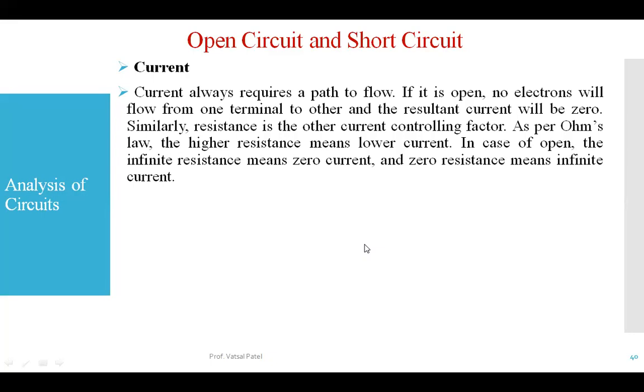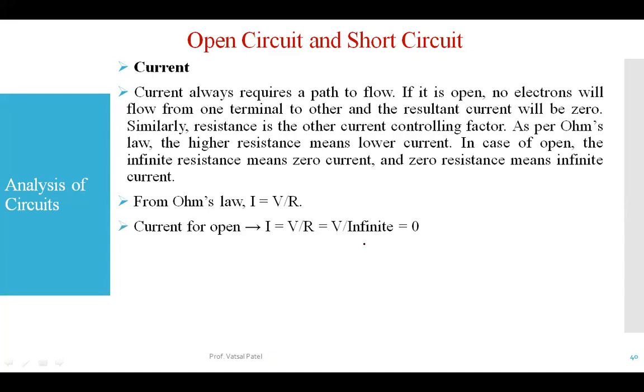Just because of Ohm's law, you will identify this relationship between the current and the resistance. According to Ohm's law, I is equal to V by R. So for the open circuit case, your resistance will be infinite and your current will be equal to zero. And for the short circuit case, your resistance will be equal to zero, and in that case your current will be infinite.